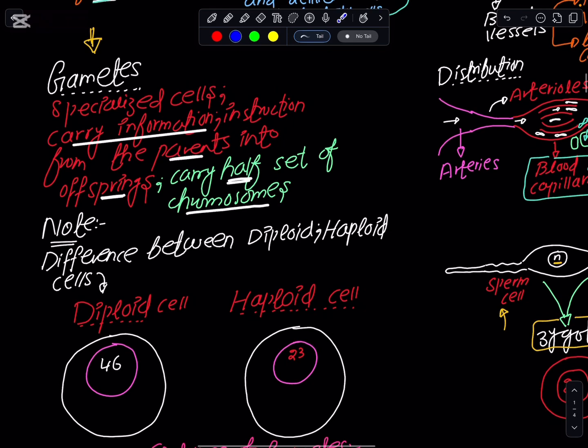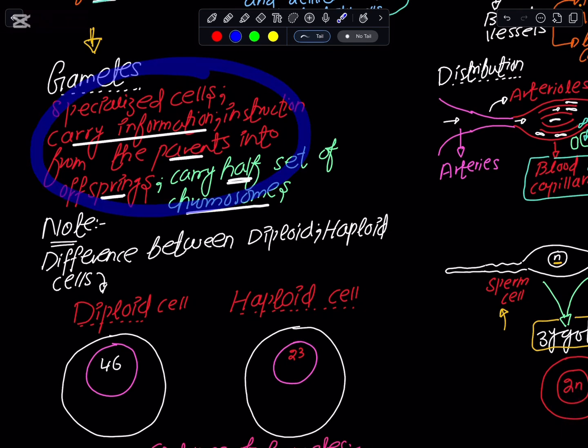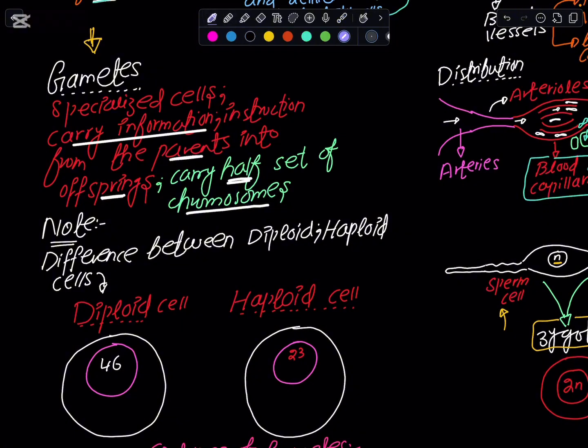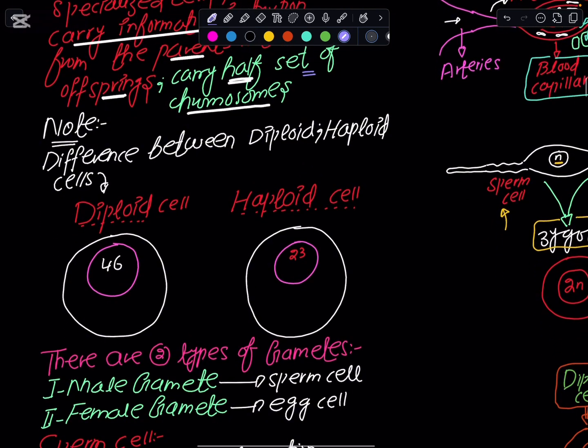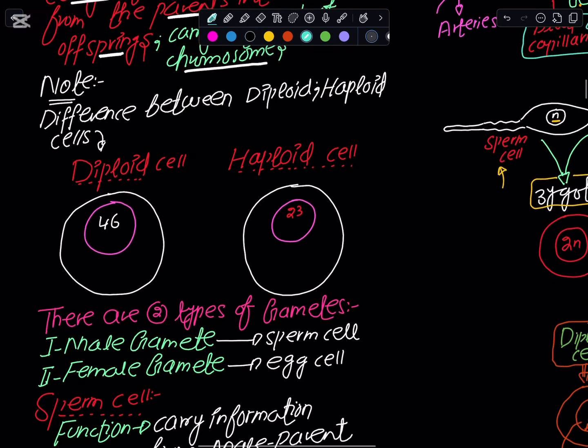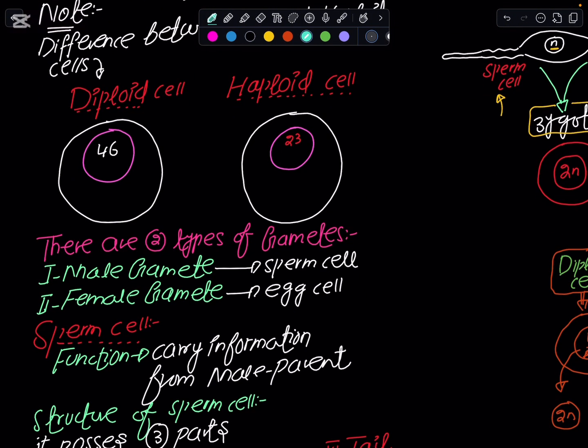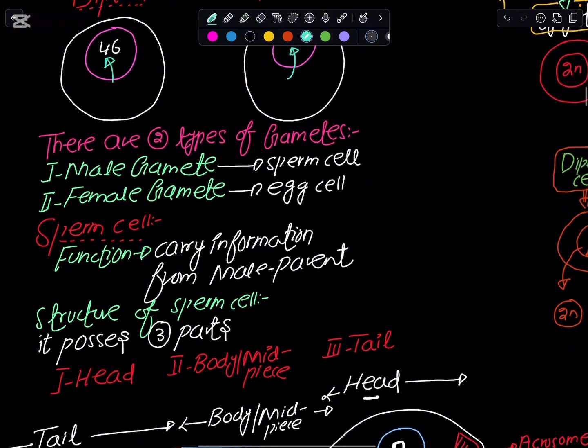Okay. So as I've said, these gametes are specialized cells because they carry the instructions from the parent to the offspring, and they have half the set of genetic information, or just one set of chromosomes. Now, you need to know the difference between the diploid and the haploid cells. The diploid cells have two complete sets of chromosomes. In the haploid, we have half the set of the genetic information. And why this was necessary, I have told you earlier. So in the human body, we have two types of gametes.